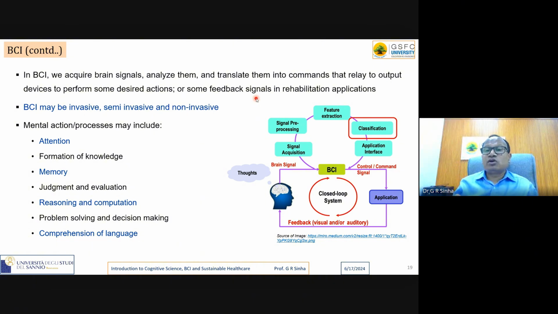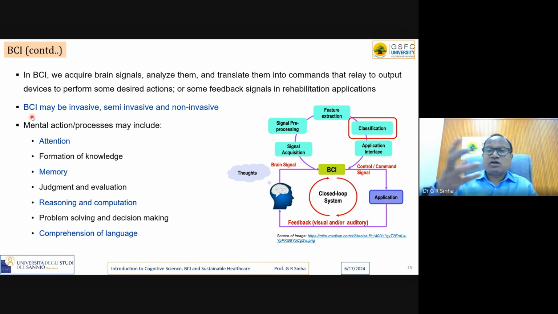If somebody is suffering with disability, and the person wants to control switches, all the home appliances with his or her brain, it is doable. It is achievable, and it is happening. So there, what do you need? You need to generate certain commands, and that is done by translating the features into the commands.